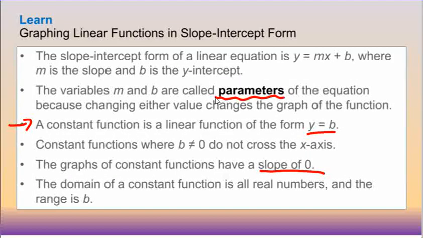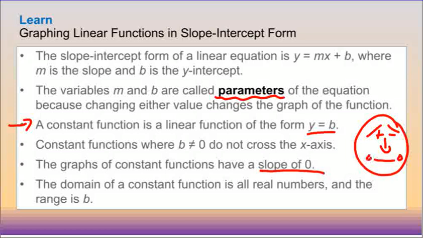Again, if you need to remember the Mr. Slope guy, when it goes up, it's positive. When it goes down, it's negative. When it's vertical, it's undefined. And when it's horizontal, the slope is 0. And then the last thing, the domain of a constant function is all real numbers, and the range is always whatever your b is. So I can put any x variable in there, but my y would always stay the same.